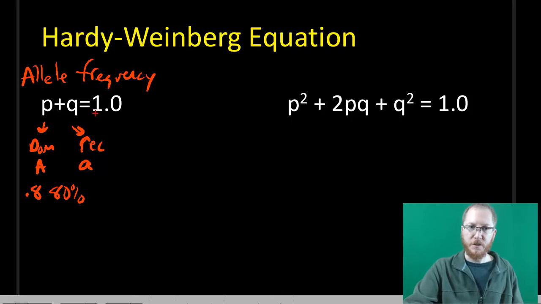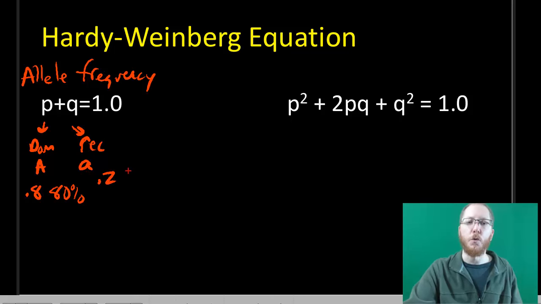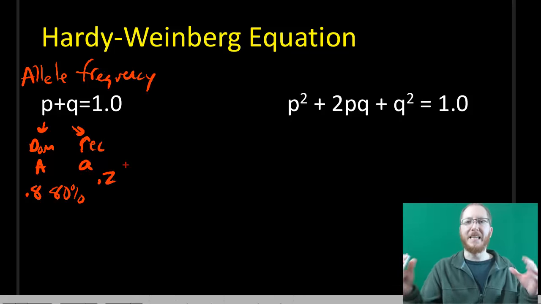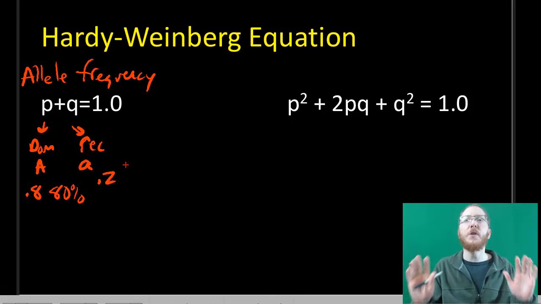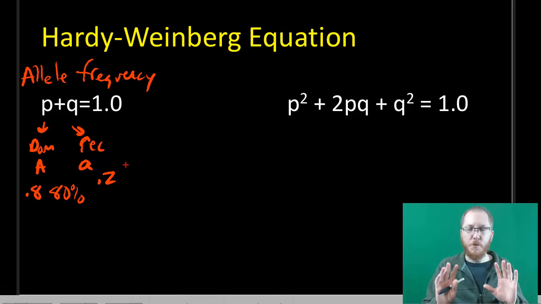Now, this equation says P plus Q equals 1, so that means if big A is 0.8, then little a must be 0.2 or 20%. And so together that adds up to 1. So if I know the frequency of the dominant allele, I can then figure out the frequency of the recessive allele, assuming that we're using normal situations where there's only 2 alleles that we have to compare.